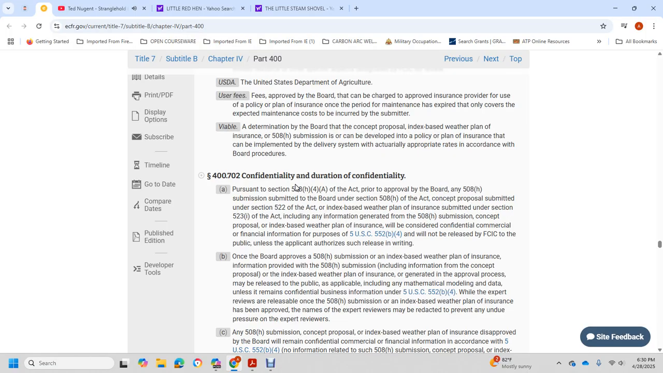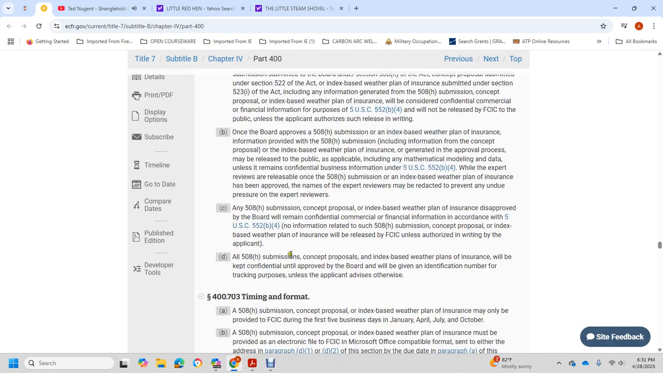Release to the public, as the applicant will include the mathematical modeling with the data, unless it maintains the business information under Title 5 U.S. Code 552(b)(4). The expert review with reasonable limits for the 508H submission of the index weather plan with the reinsurer, with the approval of the name of the expert reviewer, may be redacted to prevent undue pressure on the expert reviewers.